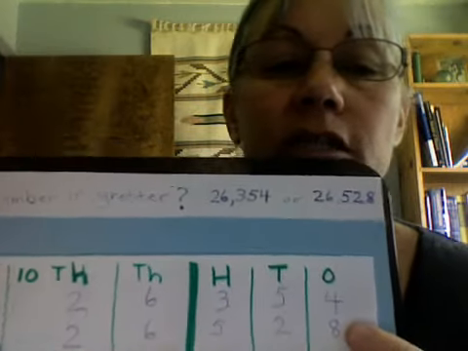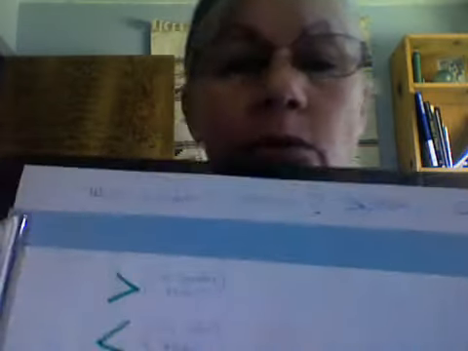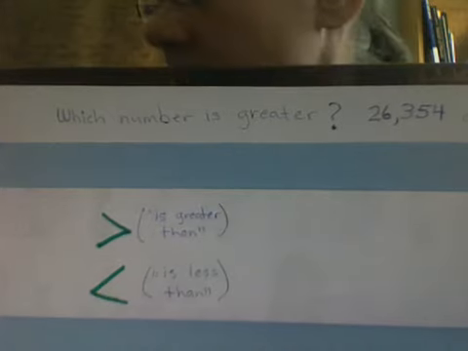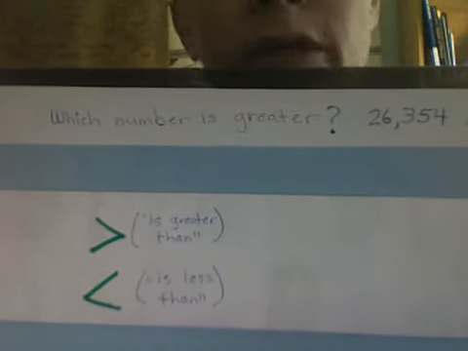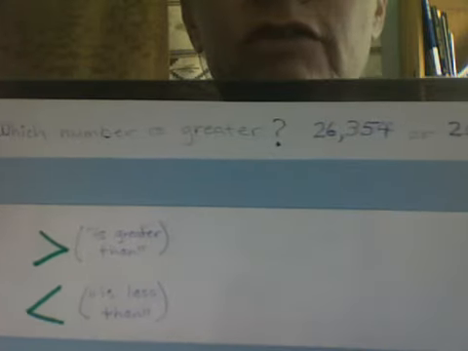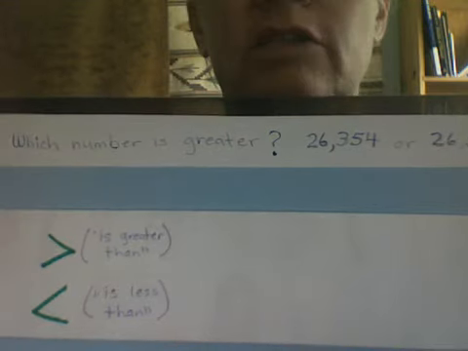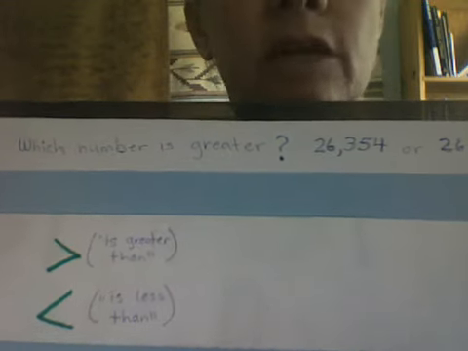When it's time to write this relationship using the greater than symbol, we need to remember that the greater number goes on the side of the symbol that has the more space. The open side gets the greater number. And we'll say, in this case, that 26,528 is greater than 26,354.